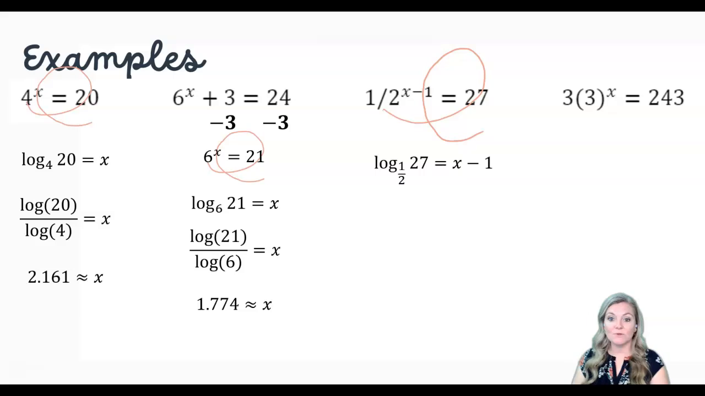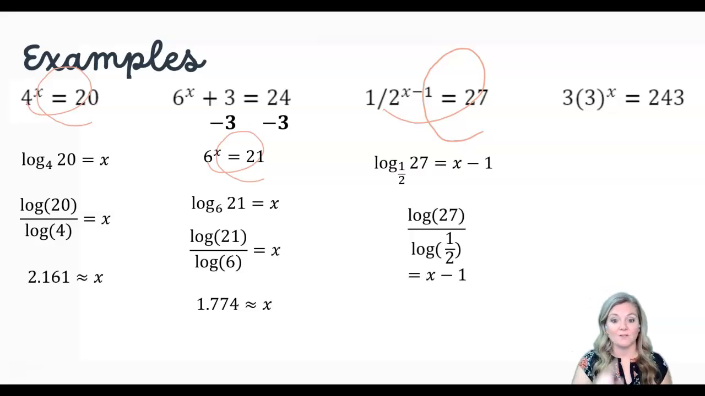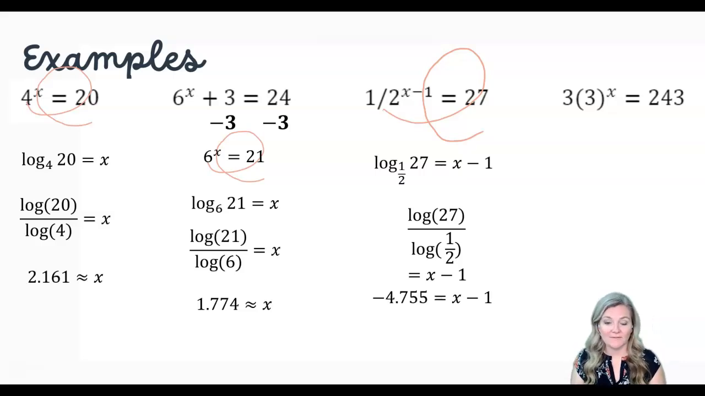Again, if you do your e, you started with the 1/2, you got to the 27, and then what it equals is the whole exponent. It's just there's more to do with the exponent this time. So my exponent is x minus 1. I'm going to change of base the log base 1/2 of 27. So you have log of 27 divided by log of 1/2. When you put that into your calculator, you get that that is negative 4.755 is equal to x minus 1.